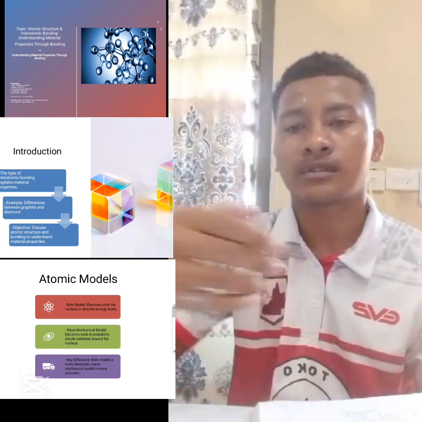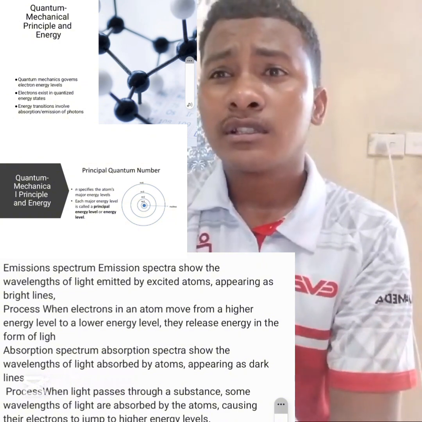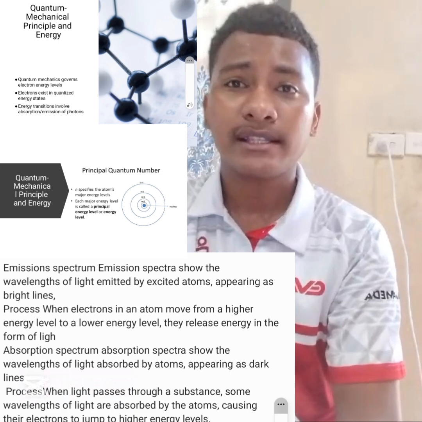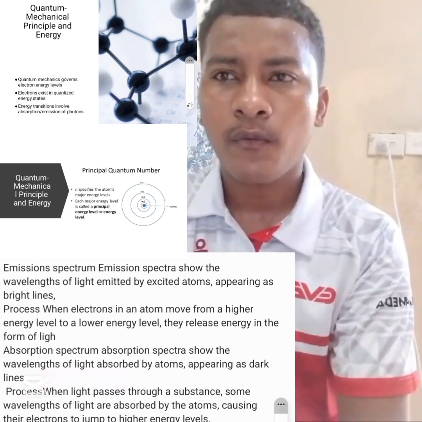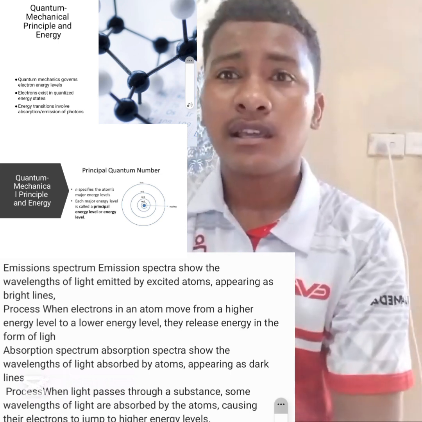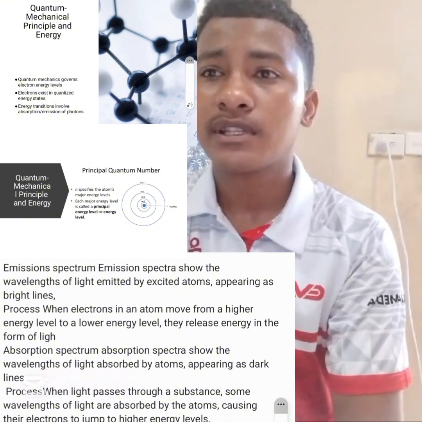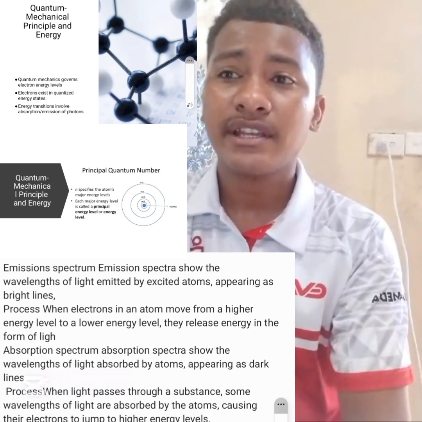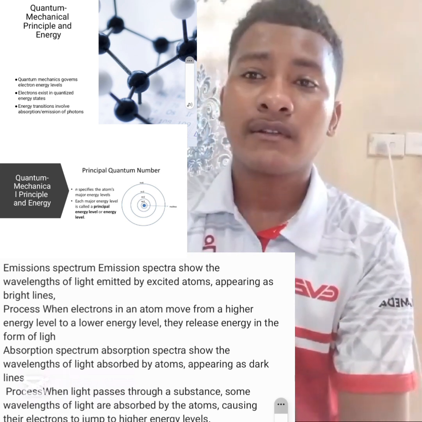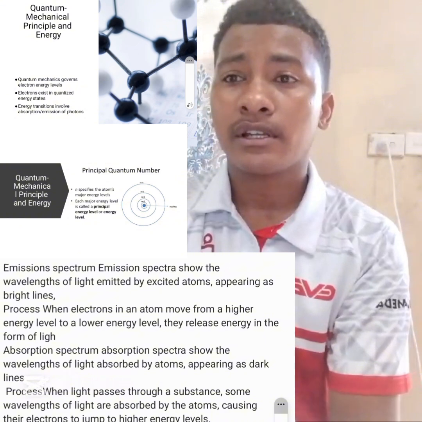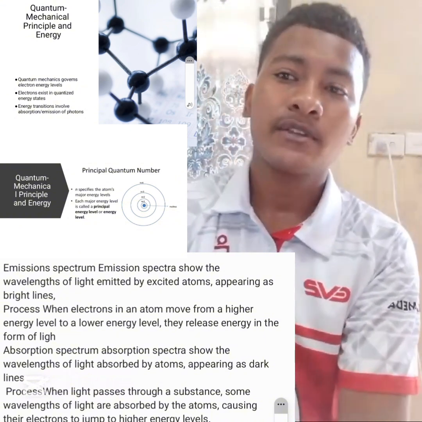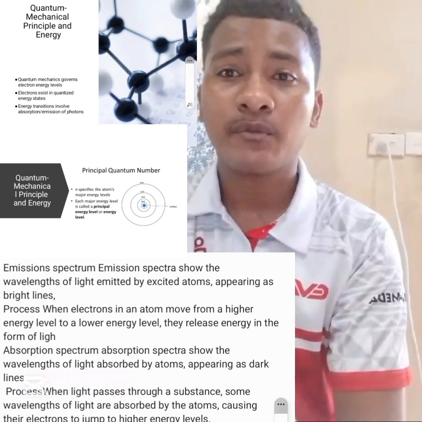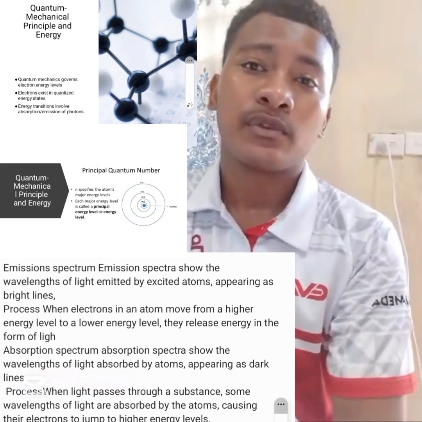Thank you. I will be discussing question number 2 also. Quantum mechanics governs energy level by stating that one quantum system can only exist at specific discrete energy level. Electrons exist in quantized energy state. Energy transition involves absorption and emission of spectrum. Emission of spectrum shows the wavelength of light emitted by the existing atom appearing as bright lines.